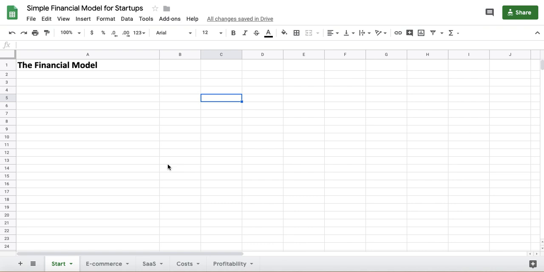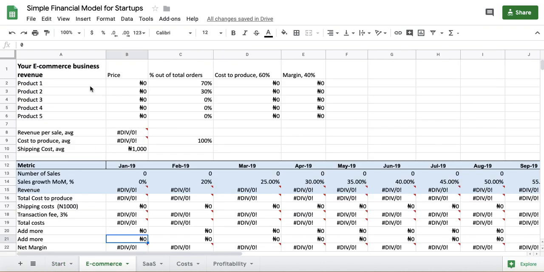So let's go. Let's talk about the e-commerce model first. For your e-commerce, you're going to have multiple products, right? You may sell three, you may sell five, you may sell thousands, but what you're looking for is the average revenue per sale and the average cost to produce. If you have thousands, I would suggest doing this somewhere else, and I'll just tell you how it works, and then we'll come back here and you'll just put these two numbers here.